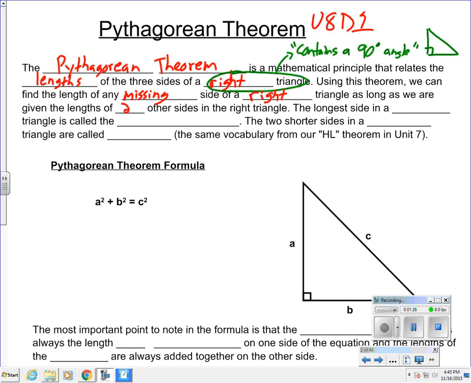So some vocabulary, we've used this already in the last unit, but let's go over it again. The longest side in a right triangle is called the hypotenuse. And the two shorter sides are both called legs. This is the same vocabulary when we had the HL theorem in Unit 7. That stood for hypotenuse leg. So it's that exact same vocabulary.